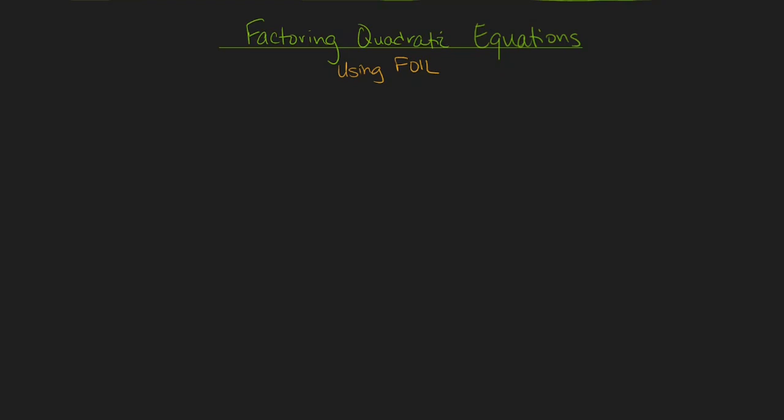As a demonstration, we're going to use the factored form of an equation, x plus 2 times 3x minus 5. And of course, this would be set equal to 0. The FOIL method is a reminder of all of the different multiplication combinations we have to do to turn this factored form back into the standard form.